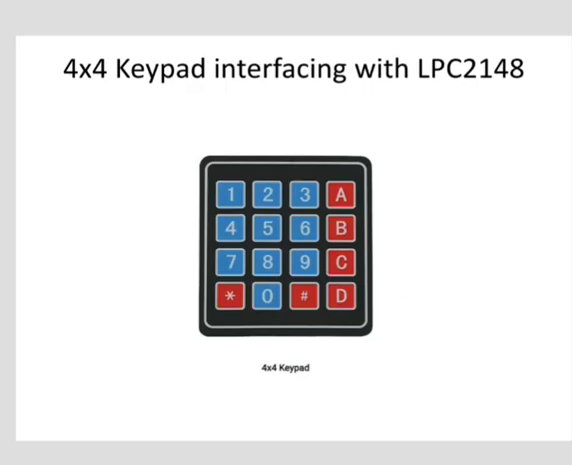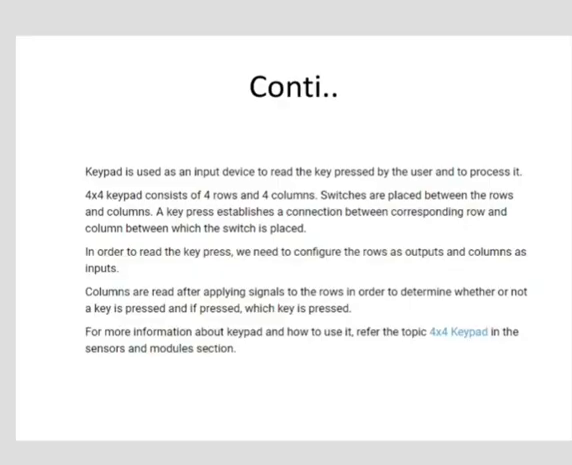Next is 4x4 keypad interfacing with LPC2148. Here the diagram for this 4x4 keypad is shown. What is a keypad? A keypad is an input device to read the key pressed by the user and to process it. A 4x4 keypad consists of 4 rows and 4 columns. The switches are placed between the rows and columns. A key press establishes a connection between the corresponding row and column between which the switch is placed.